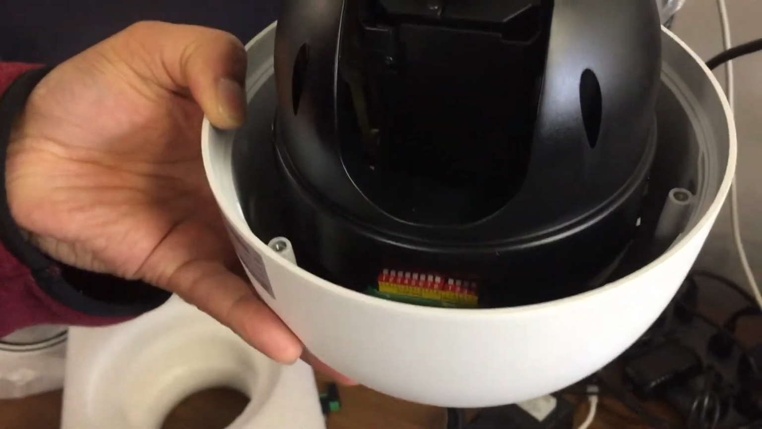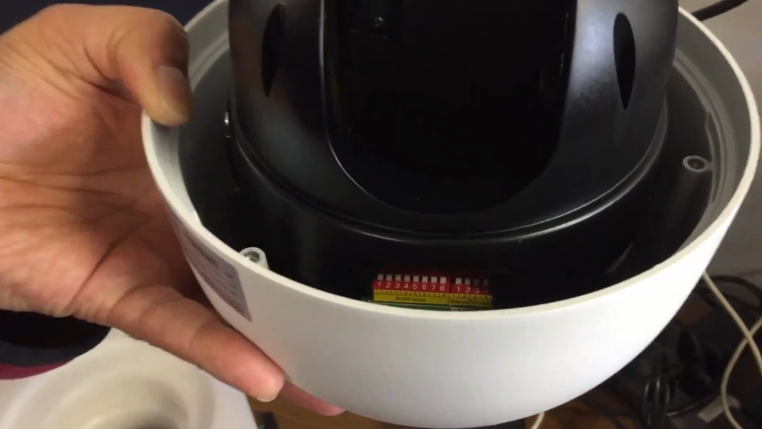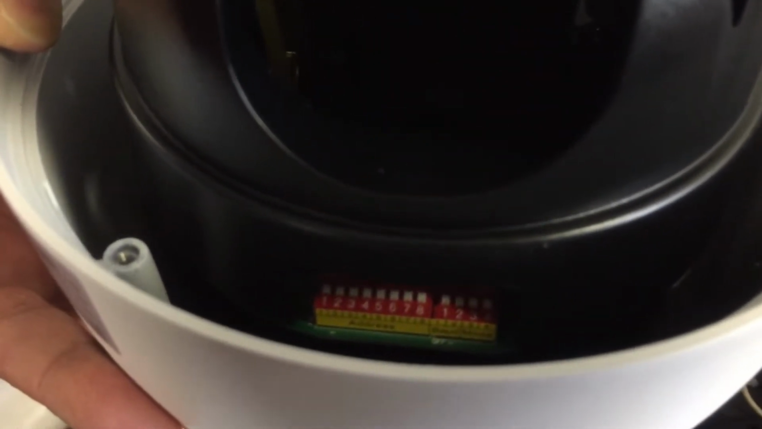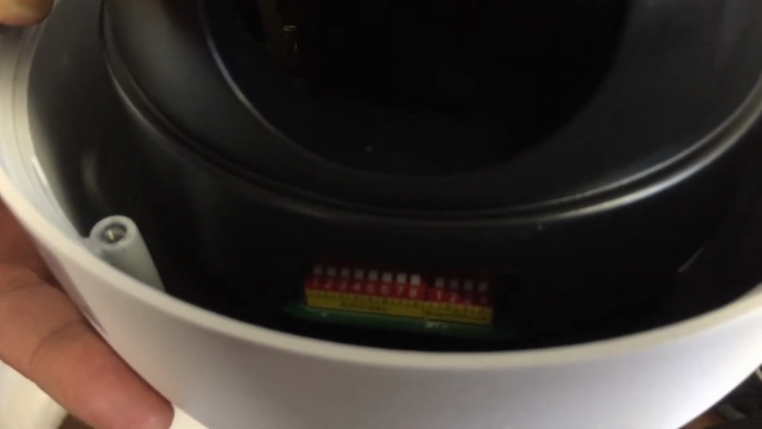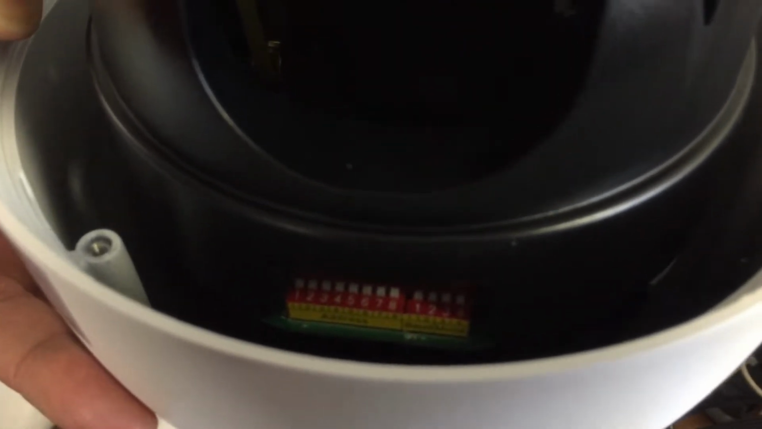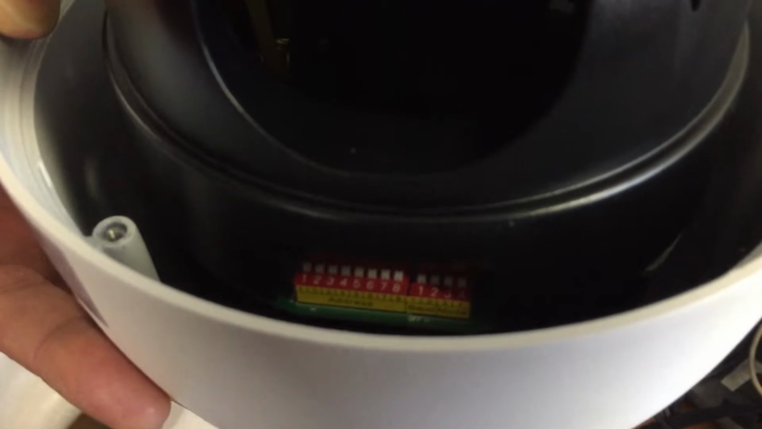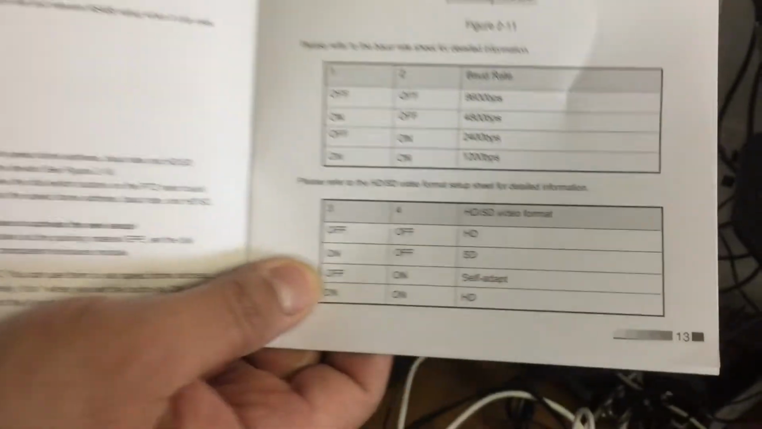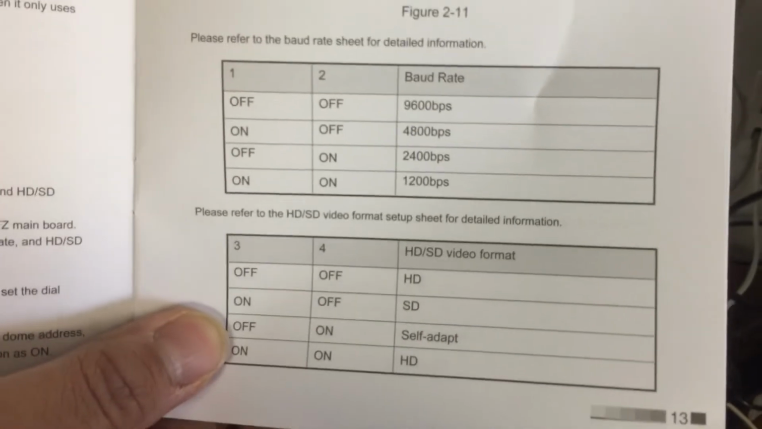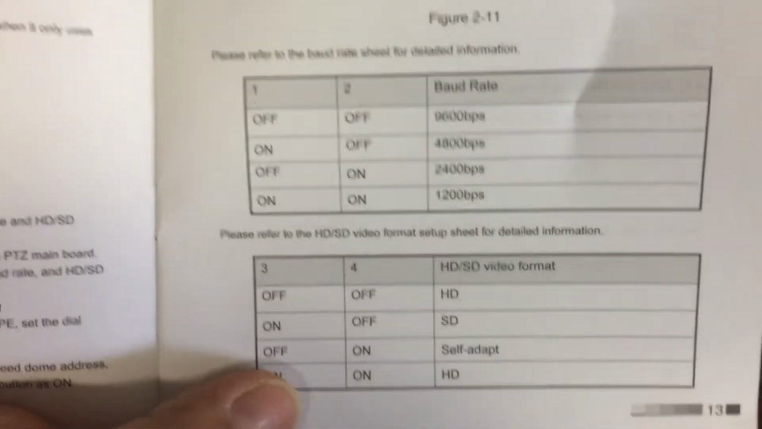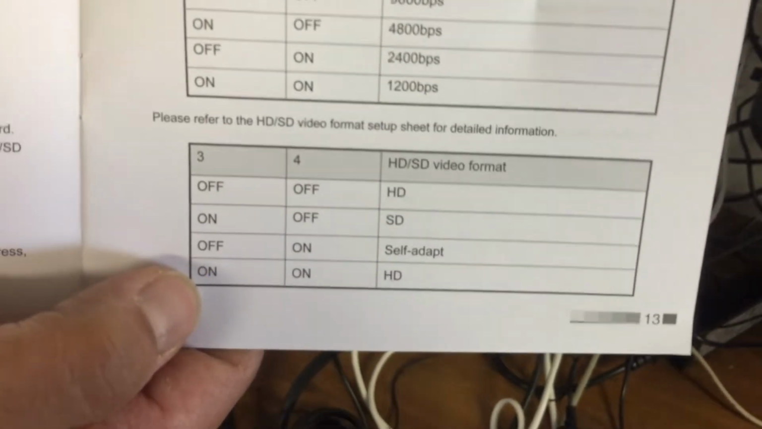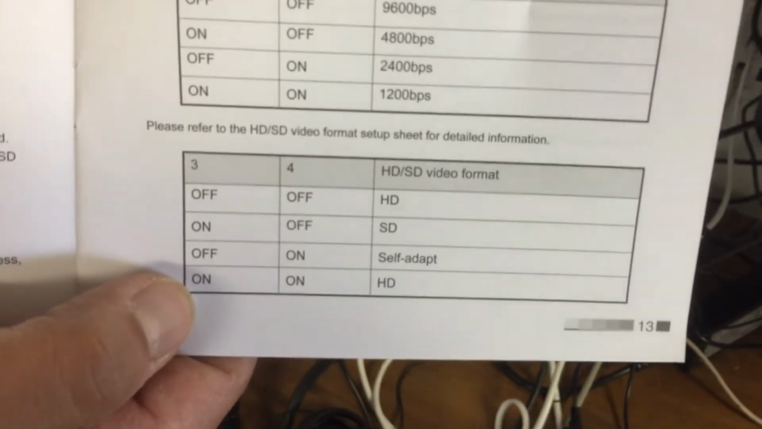If you notice towards the right hand side there's a set of 4 labeled 1, 2, 3, 4. The third and the fourth levers are what you need in order to switch this camera to standard definition mode or back to HD mode. On the second page of this manual, on page 13 specifically, it states here that by changing those dip switch positions, you can set them accordingly to HD or standard definition.